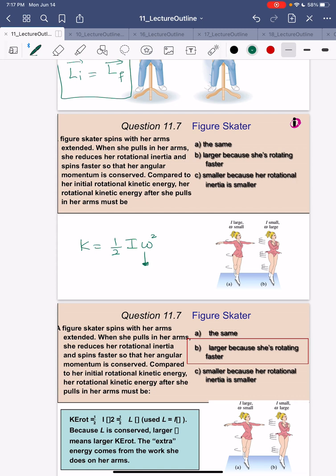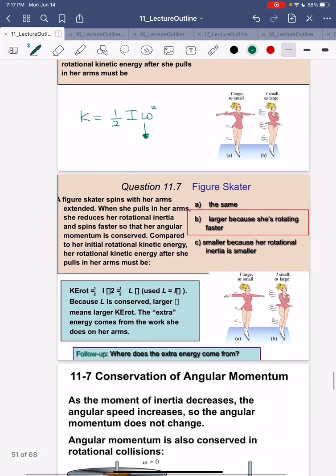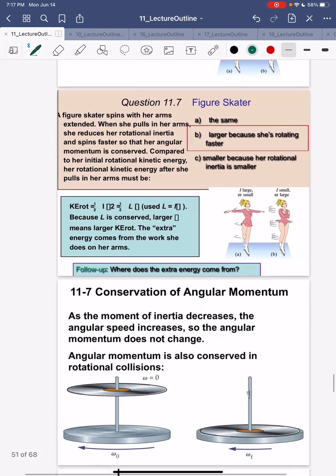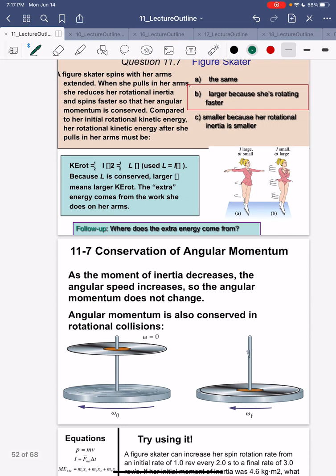This is more effective in the kinetic energy because omega appears squared, but in angular momentum it is just linear. That is the reason why it's going to be more effective. As the moment of inertia decreases, the angular speed increases, so the angular momentum does not change.